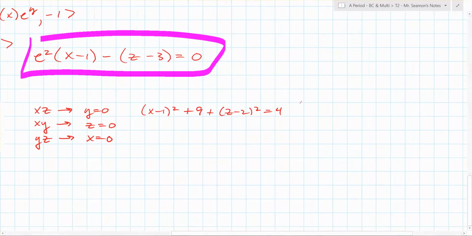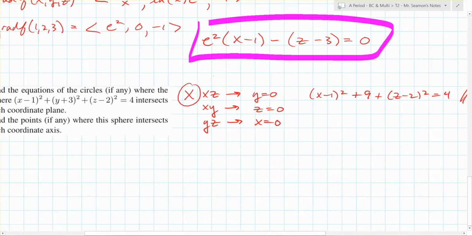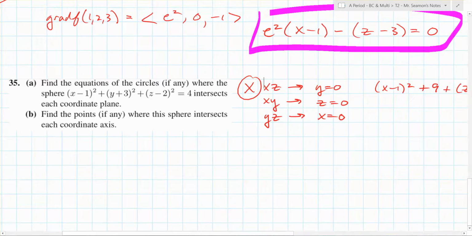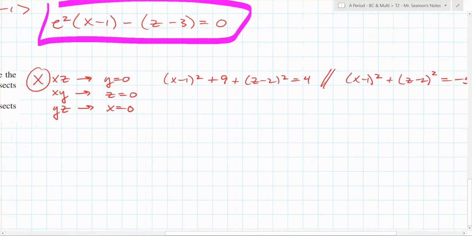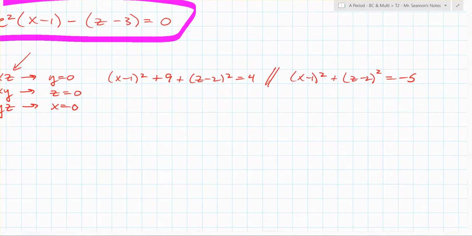But what's the problem there? There's a problem. Do you see it? You can't have a negative radius, right? So for this first one, it doesn't. It says, find the equations, if any, where the sphere intersects each coordinate plane. So what does this say? Does this sphere touch the xz plane? No. Why not? Because if this logic holds, the radius of the circle would have to be negative, and you'd have to break time and space.